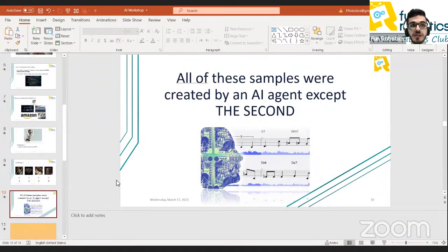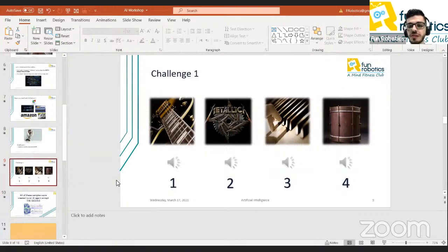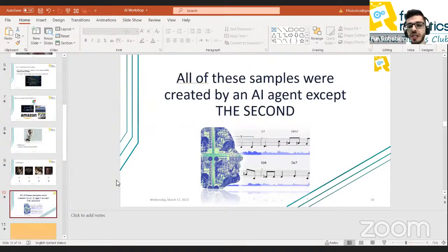So AI is now even able to generate music at a level that is very close to humans, or even equal to a human, as we saw. We barely were able to differentiate between whether this was made by an AI or by a human. So all of them were actually made by an AI except the second one. So this is how amazing AI can be, because in the past 10 years, there was a lot of advancement in the field of AI, because we now have stronger computers, basically.